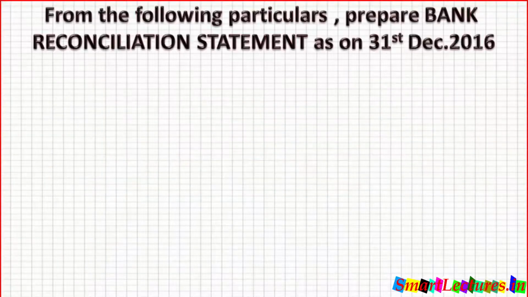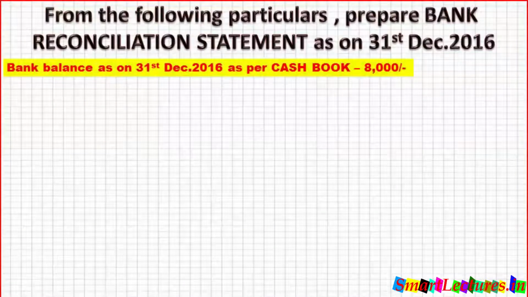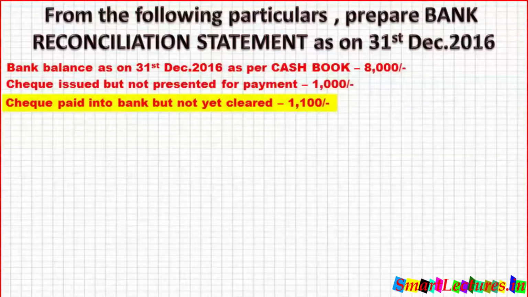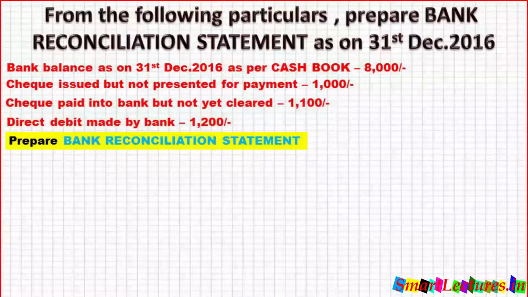From the following particulars, prepare bank reconciliation statement as on 31st December 2016. Bank balance as on 31st December 2016 as per cash book was 8,000. Check issued but not presented for payment 1,000. Check paid into bank but not yet cleared 1,100. Direct debit made by bank 1,200. Prepare bank reconciliation statement. This is the question given by the examiner to you.